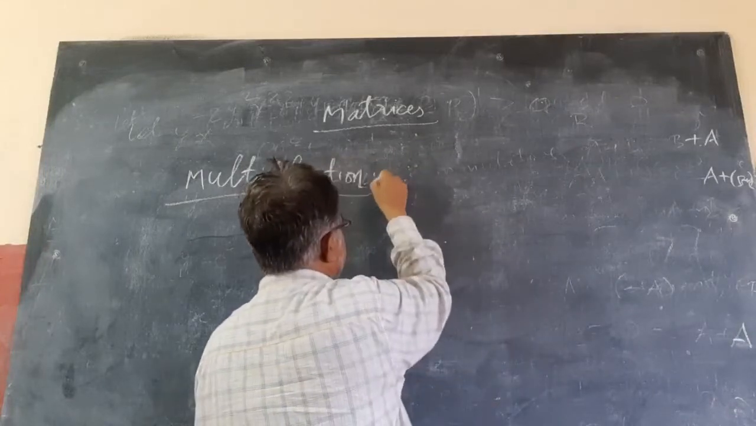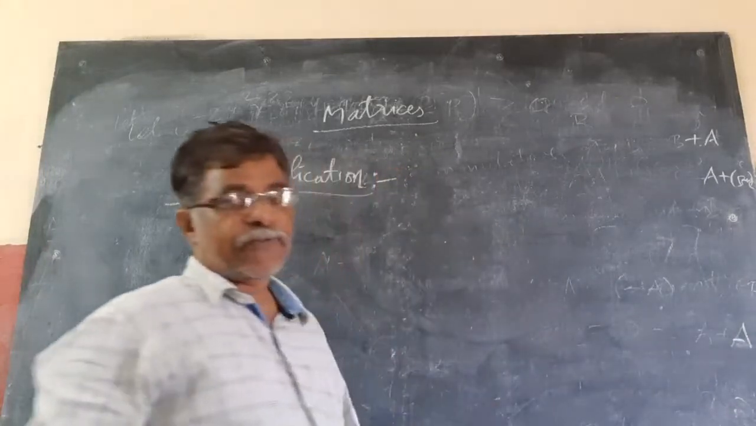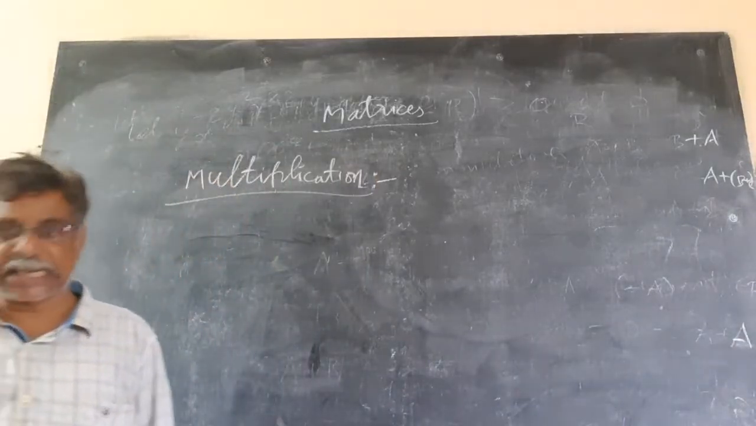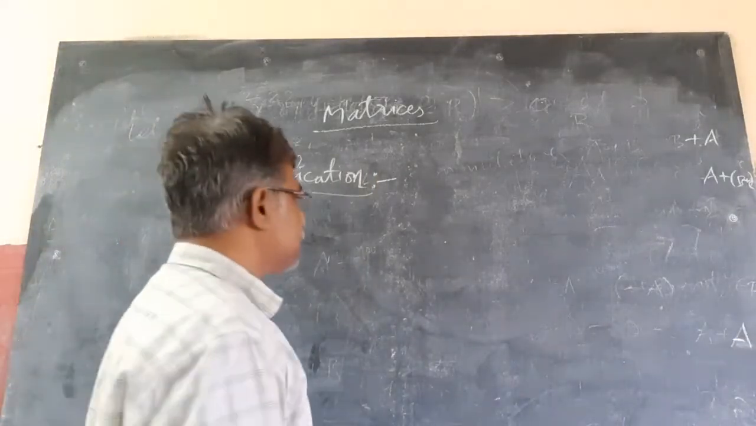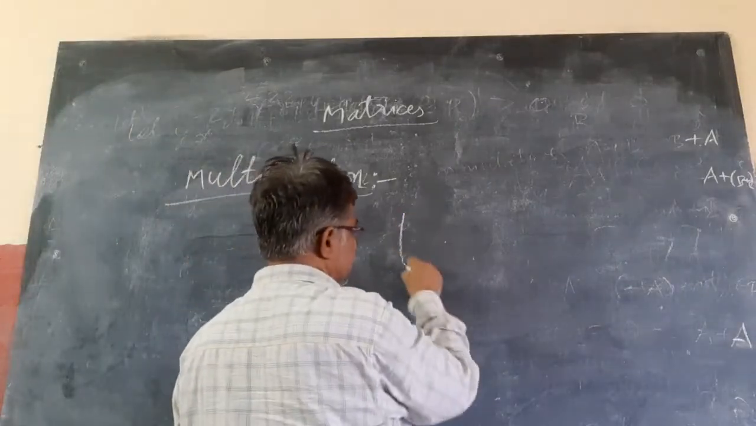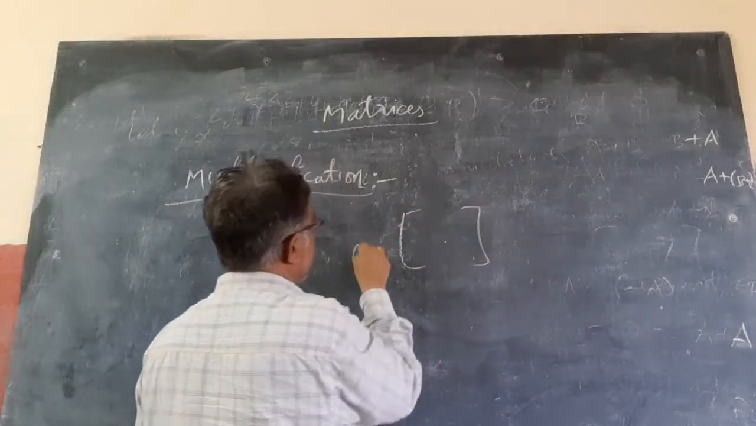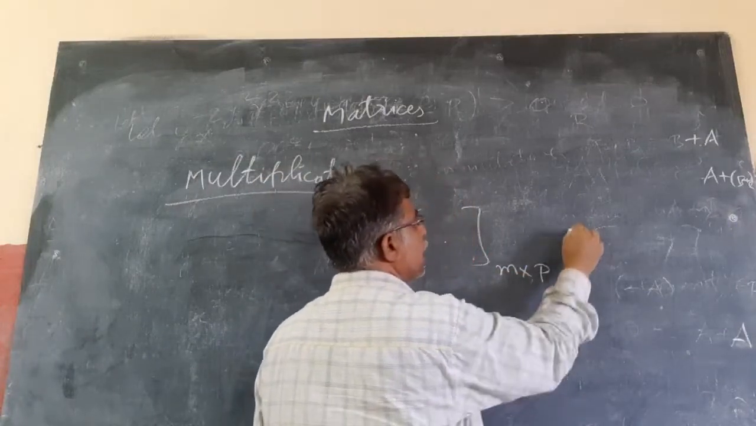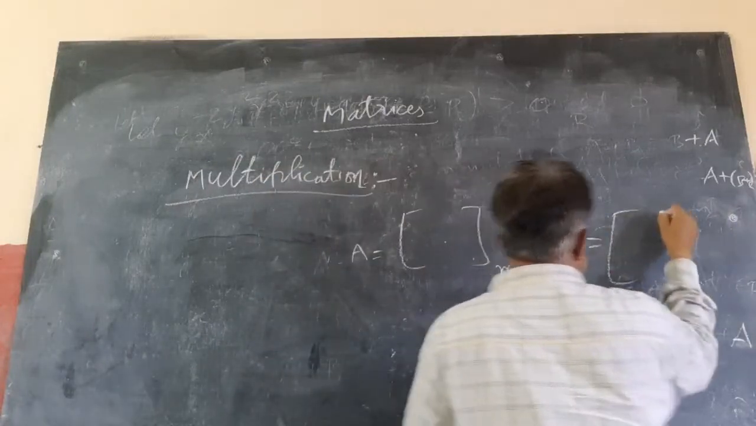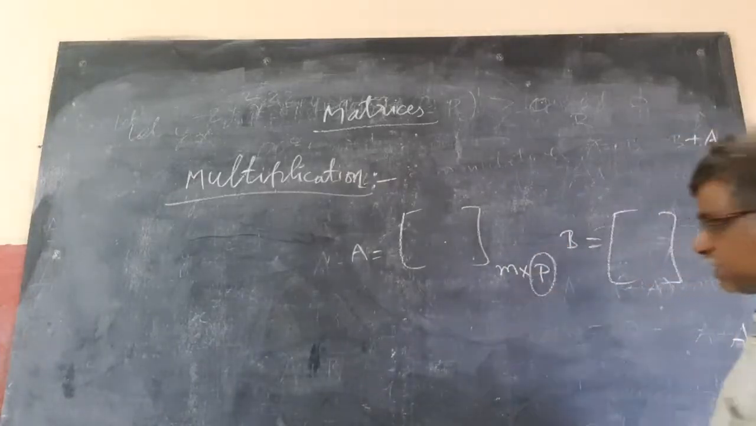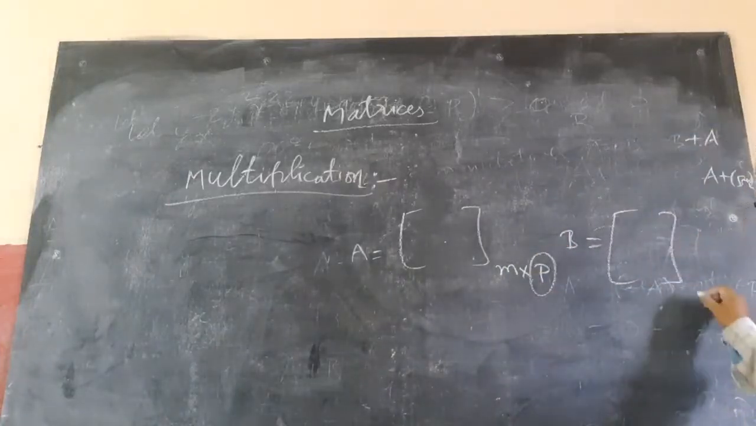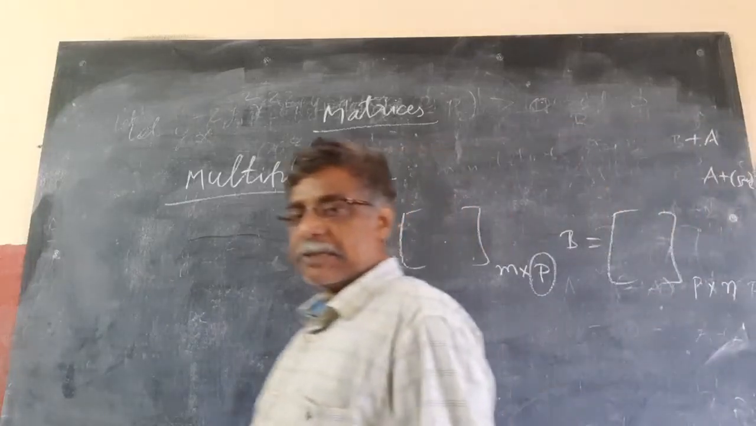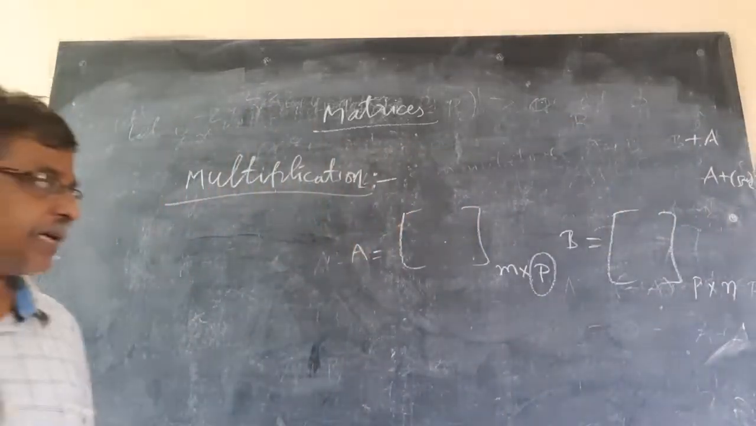The condition for multiplication of matrices is that the number of columns in the first matrix must equal the number of rows in the second matrix. For example, if A is m by p, then B should be p by something, because the number of columns is p. So the number of rows in B must be p. Then only multiplication is possible.